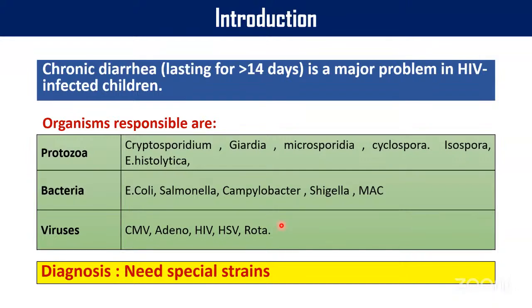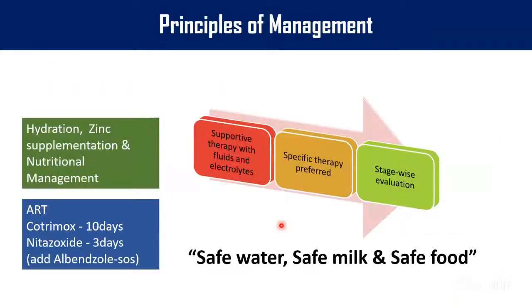Any child with chronic diarrhea, that is diarrhea lasting for more than 14 days, is a major problem in HIV infected children. The organisms can be protozoa, bacteria, viruses. Anything can be. So it needs special staining and special investigative procedures. The principles of management are supportive therapy with fluids and electrolytes, specific therapy wherever required, and stage-wise evaluation if they don't respond. So hydration, zinc supplementation, nutritional management, ART, and specific therapy includes cotrimoxazole.